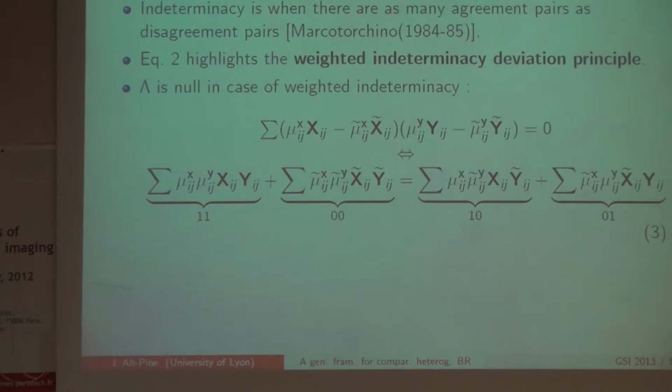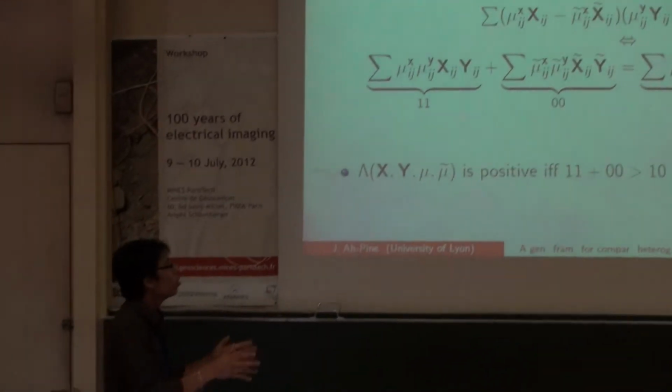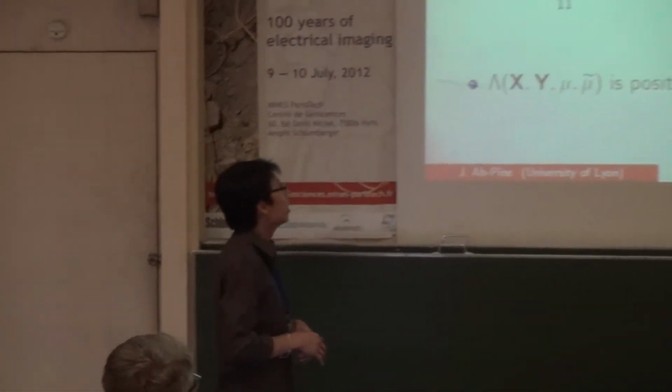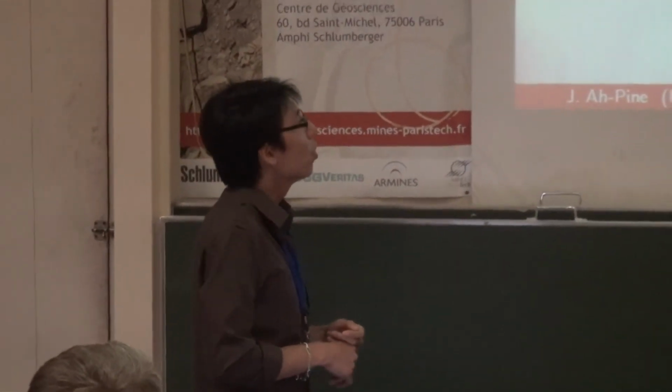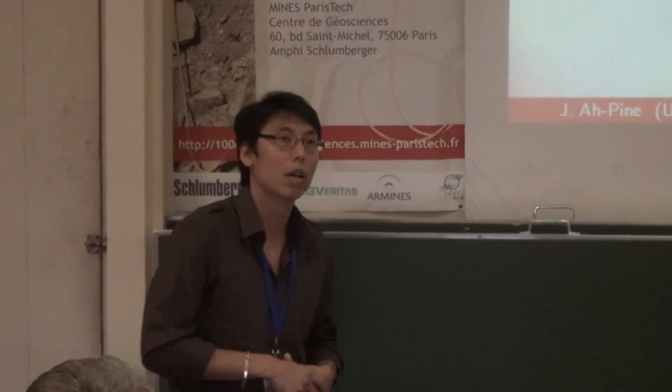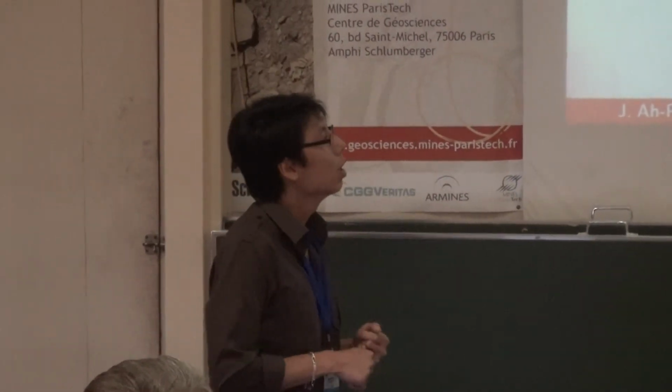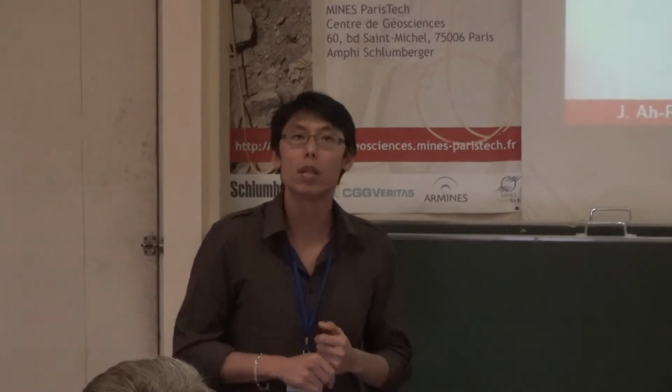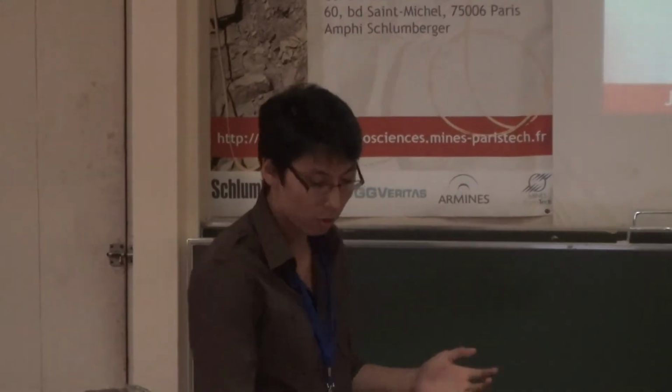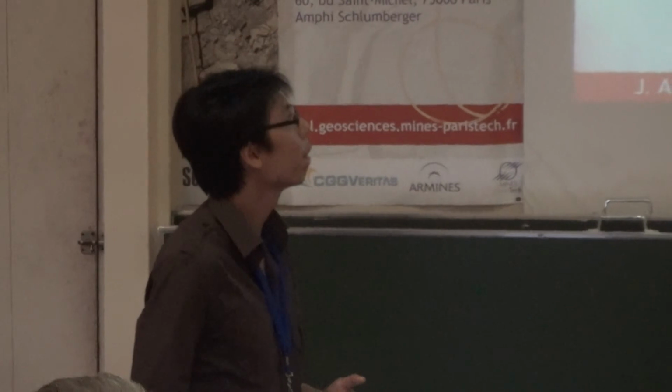So we can see that in our formulation, the weighted indeterminacy deviation principle is what gives us the semantics between positive and negative values. It is null when we have weighted indeterminacy, and of course it's positive when the weight of positive agreements is greater than the weight of disagreements. And of course it's negative otherwise.